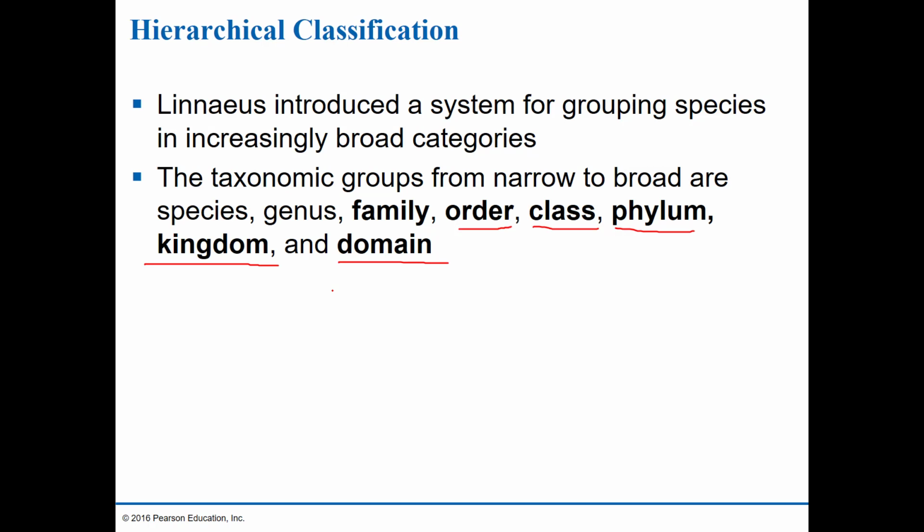So if you're given a list of things, what is in the order hierarchy of greatest, most inclusive to least inclusive? Domain is most inclusive, species is least inclusive. One way to remember the order is the phrase "King Philip came over for a good supper," and that will help you remember kingdom, phylum, class, order, family, genus, and species.